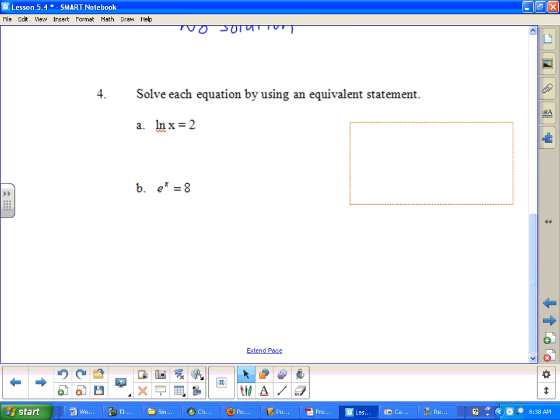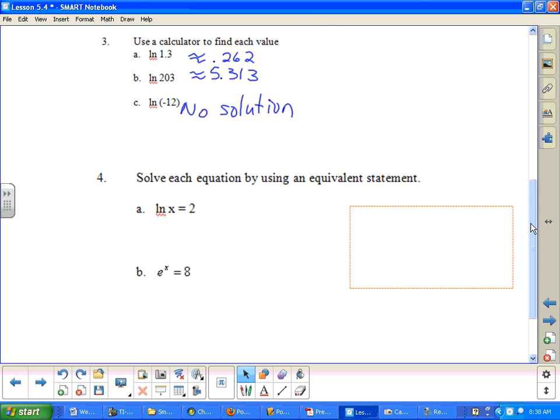But in general, they're pretty easy. So number 4 says solve each equation by using the equivalent statement. So if it says the natural log of x is equal to 2, then we're going to do what? e raised to the power of 2 is equal to x. So then you just take e and square it.